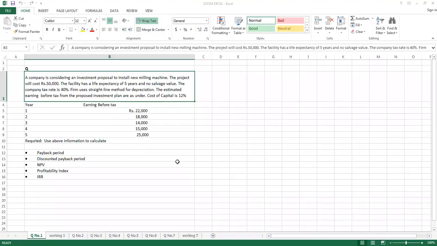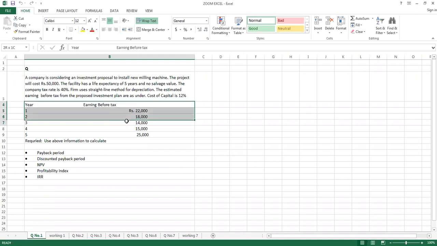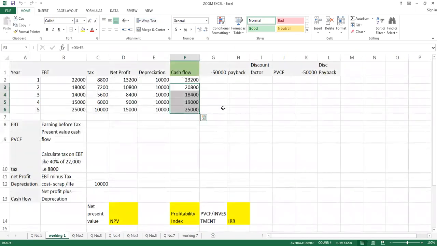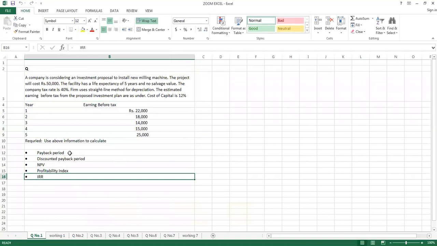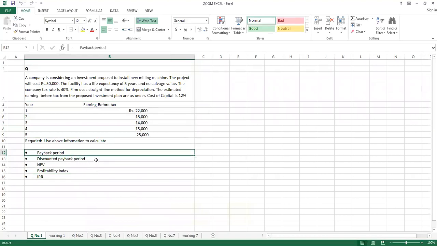This lecture is a continuation of previous lectures. If you have already checked the previous video, you should be quite familiar with how to calculate cash inflows. As I discussed earlier, if earnings before tax are given, then we can convert this earning before tax into cash flows. We have already worked on that in the previous video, so you can revisit it to understand how we calculate this cash flow. The objective of today's lecture is to work on payback period and discounted payback period.